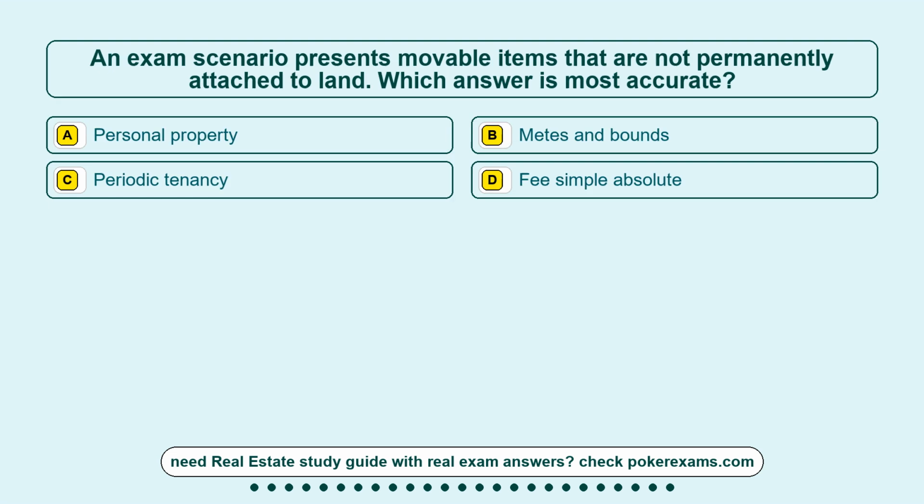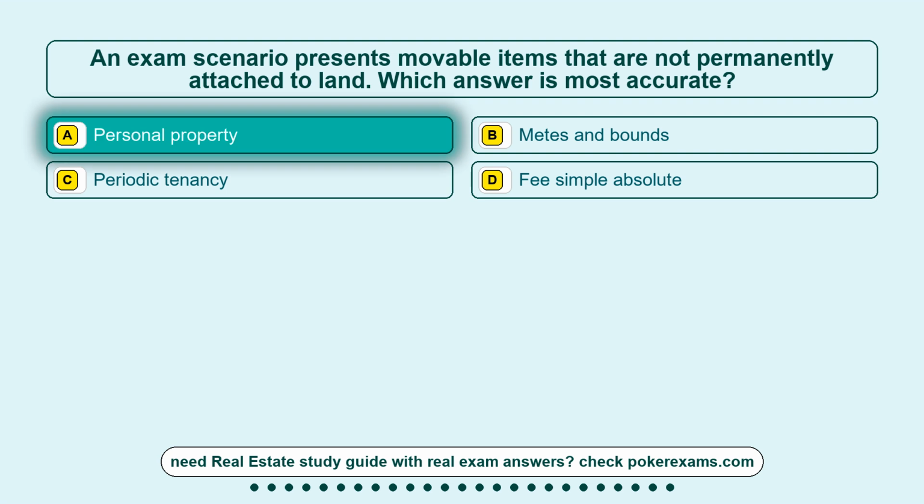Question 10. An exam scenario presents movable items that are not permanently attached to land. Which answer is most accurate? Option A, personal property. Option B, metes and bounds. Option C, periodic tenancy. Option D, a fee simple absolute. The correct answer is option A, personal property.